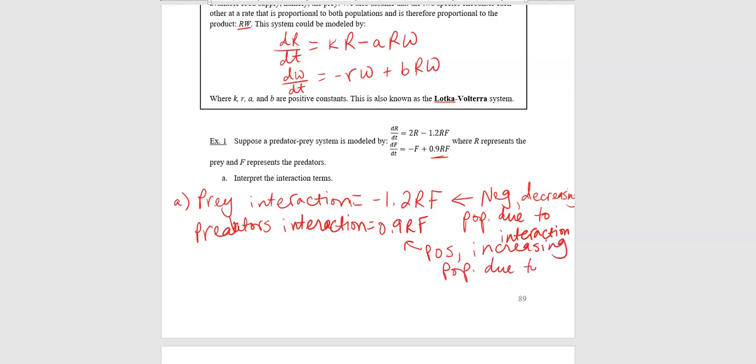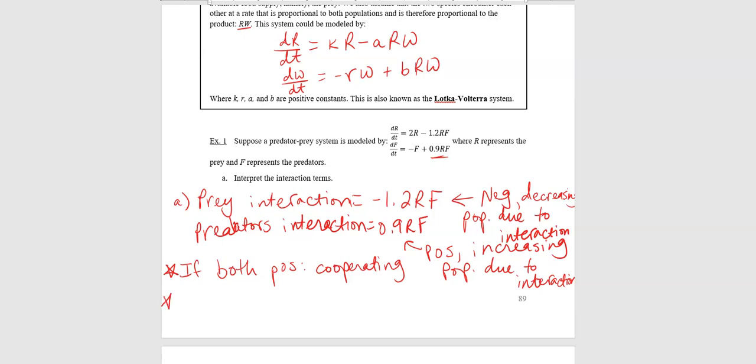Now, there are a couple of other scenarios that may come up from time to time when you see these interaction terms. One is that they could both be positive. If both terms were positive, that's called a cooperating system, and they're both increasing in population. Again, I'm not a biologist, so I'd have to find an example of what sort of populations would both be increasing if one's a predator and one's a prey. But I guess that could happen.